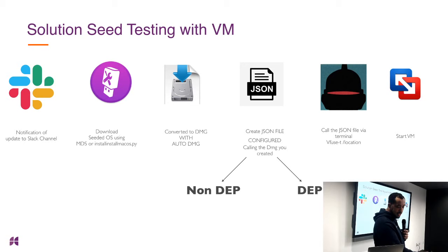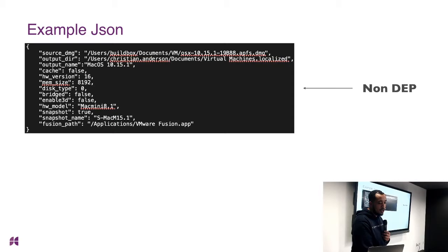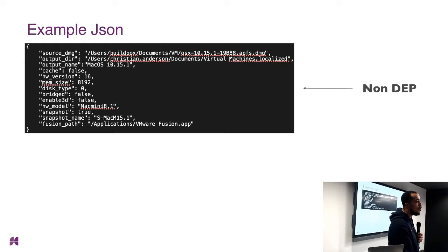So at the top here, you see I have a sample of our non-DEP workflow. In our JSON file, we have a source DMG at the top. Slightly down below it, we put where we're going to put that VM. Look, there's no serial on here. We don't need a serial from our cupboard at this one point because this is our playground. So every one of our engineers who are doing testing has exactly the same platform to test off.